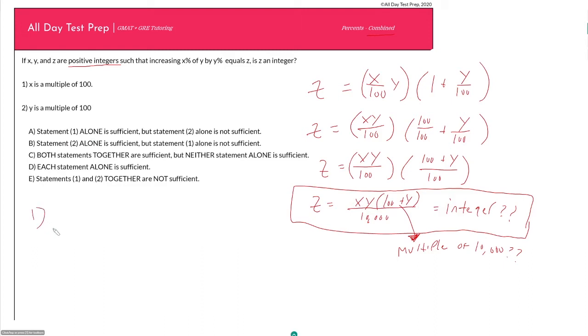So statement 1. Statement 1 says x is a multiple of 10,000. So this is also something that is true. On a lot of data sufficiency questions, they give you 3 variables, x, y, and z. And if they're asking you about z, well, it probably really means you need to know something about x and y.